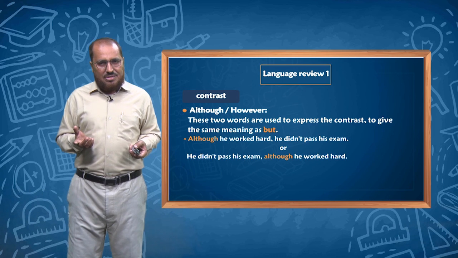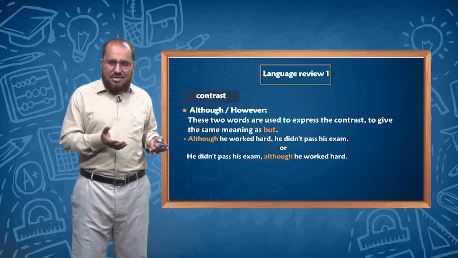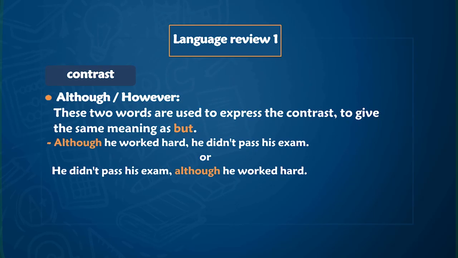Contrast. Someone worked hard. What is expected? To pass the exam, but he didn't pass the exam. This is contrast. Although he worked hard, then comma, he didn't pass the exam. Or you can put although in the middle. You can say he didn't pass the exam although he worked hard.